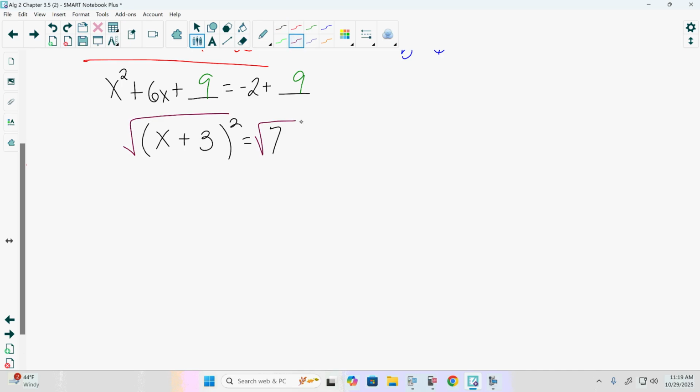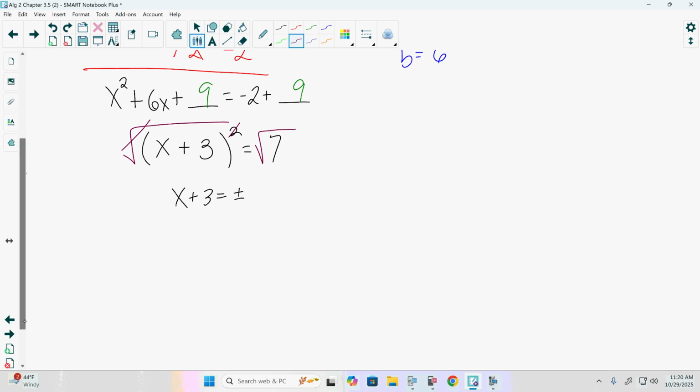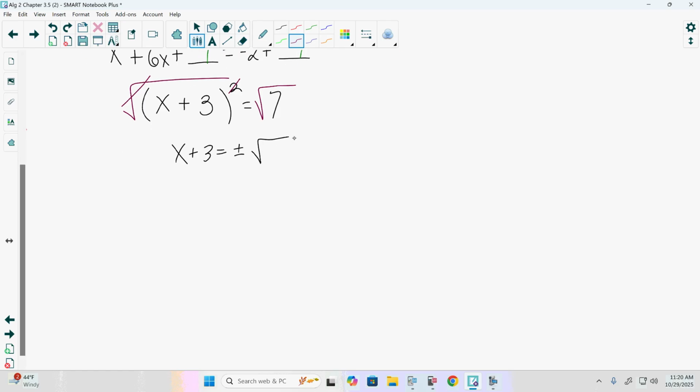And just like before, we're going to take the square root of both sides. Square root and square are going to cancel, telling us x plus 3 is equal to plus or minus. Now the square root of 7 is going to be, well, the square root of 7. 7 is a prime number, so we won't have it reduced without turning it into a decimal. Last but not least, we will subtract 3 from both sides. Telling us x is equal to negative 3 plus or minus the square root of 7.